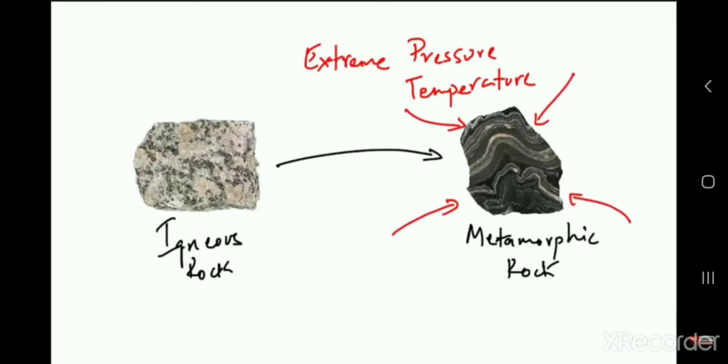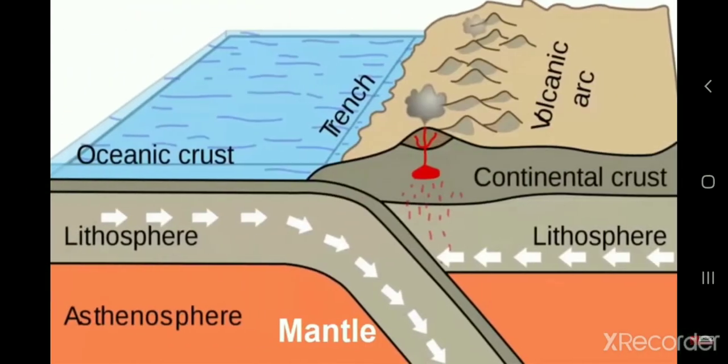It means that here is how metamorphic rock is formed: because of the earth's constant movements, there is a lot of tremendous pressure and heat. The original rock gets converted into a new rock. That rock is called metamorphic rock. See here, there is the lithosphere, and you can see the mantle. Because of this kind of pressure, the volcano eruption is occurring. Because of the heat and the tremendous pressure, such kinds of rock changes occur and this rock is formed.